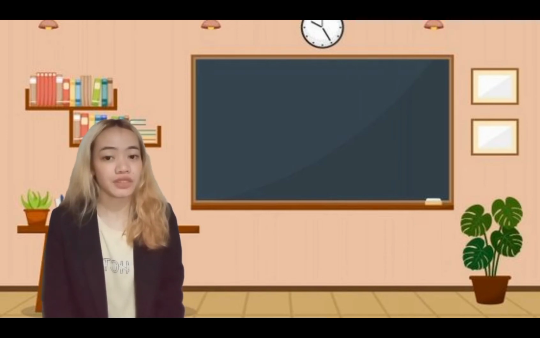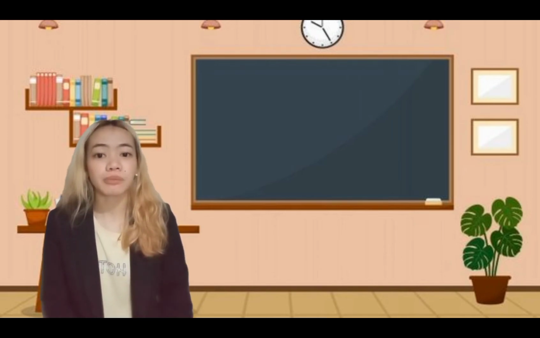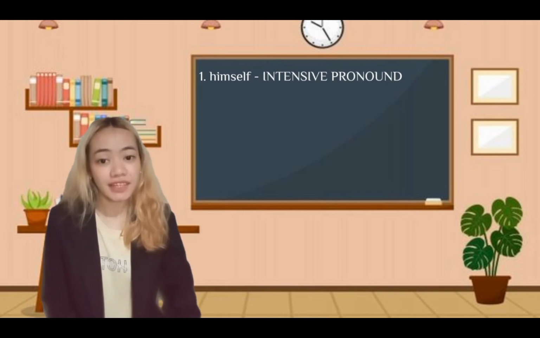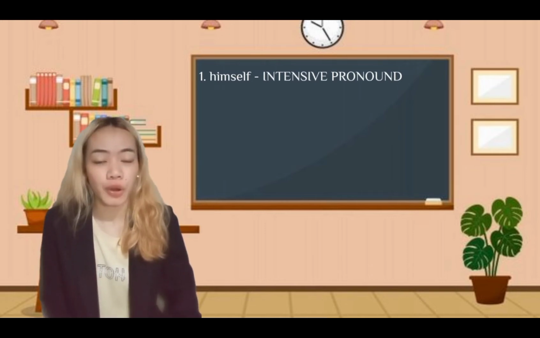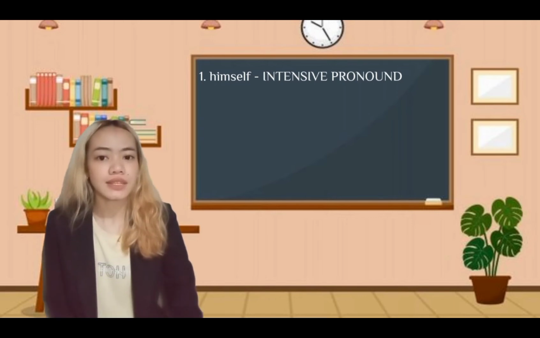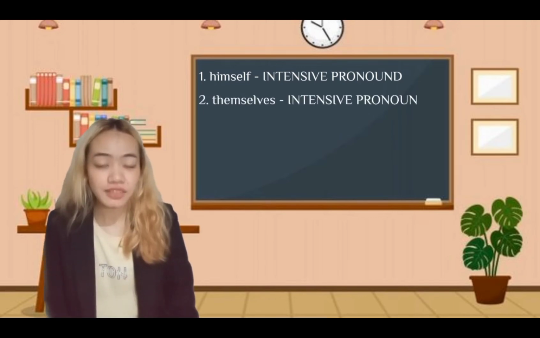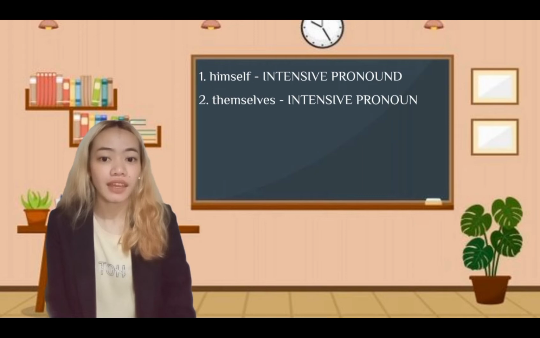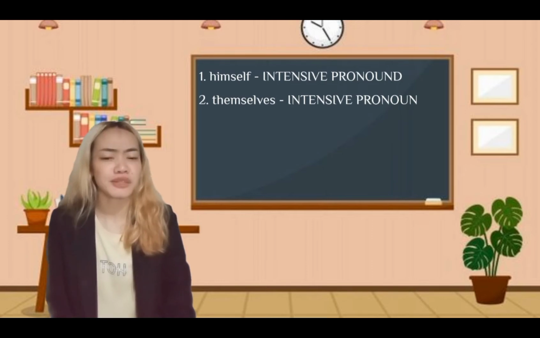Now let's check the answers. For number 1, Jonathan built the shed in the backyard all by, yes, correct, himself. And it is an intensive pronoun. Number 2, the Robinsons themselves showed up uninvited to our house last night. And it is an intensive pronoun. Did anyone get it correct? Okay, let's move on.